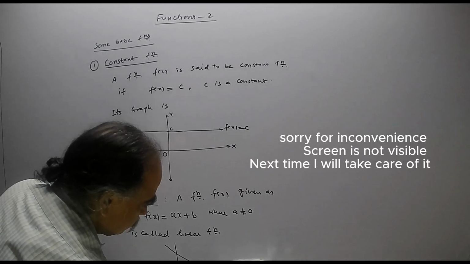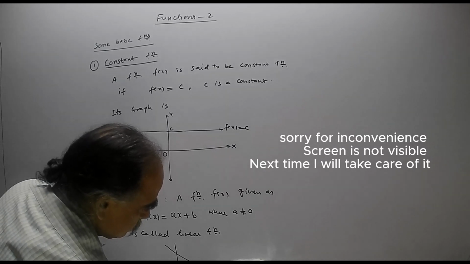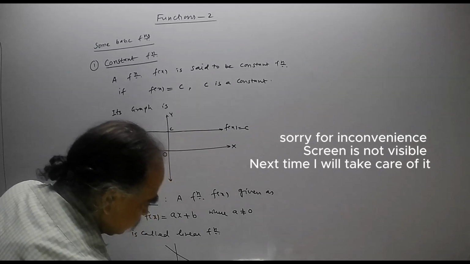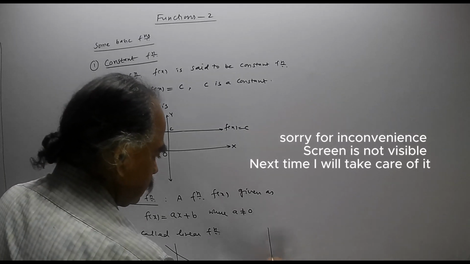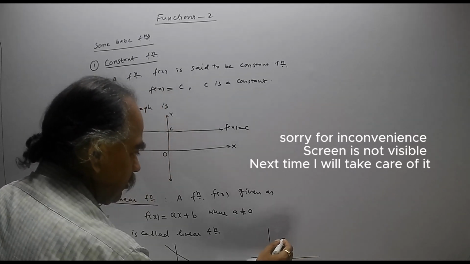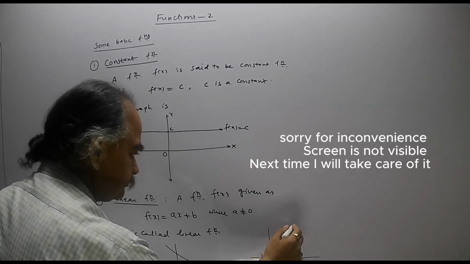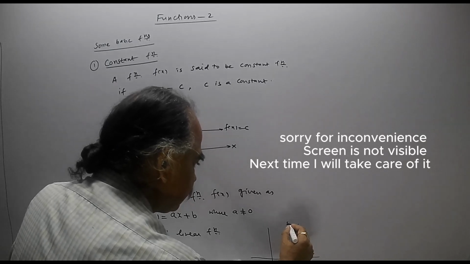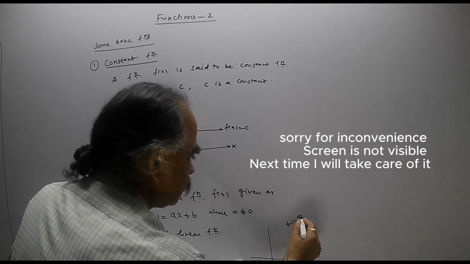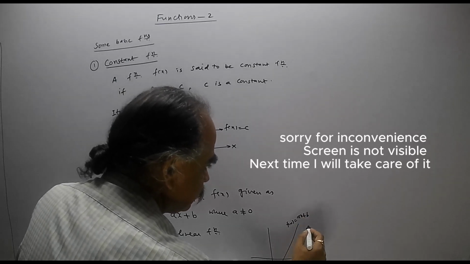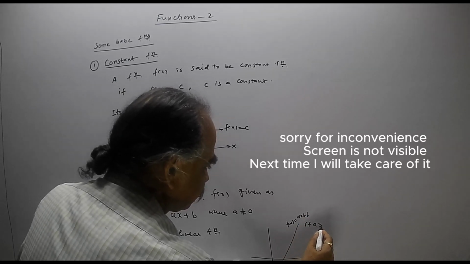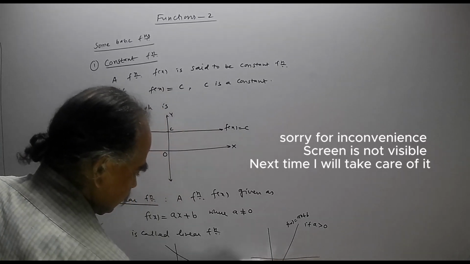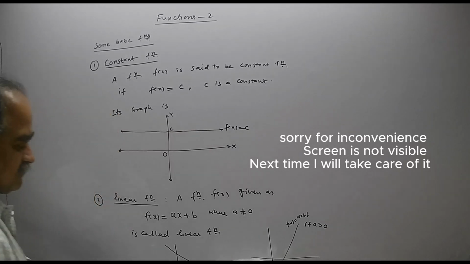ax plus b if a less than 0. f(x) is what? ax plus b if a greater than 0. Then it will make an acute angle. This is an obtuse angle with the positive direction of x-axis.